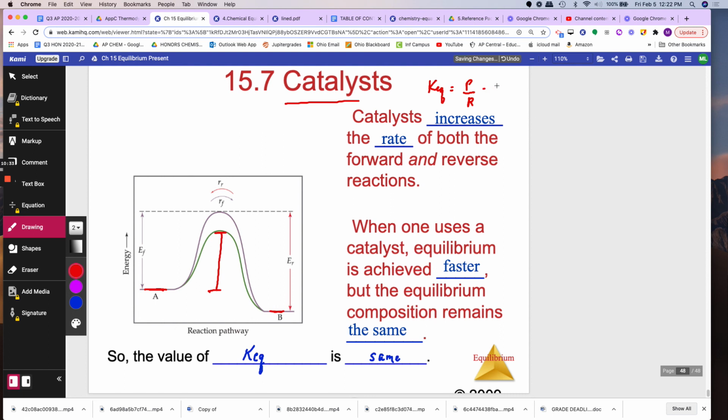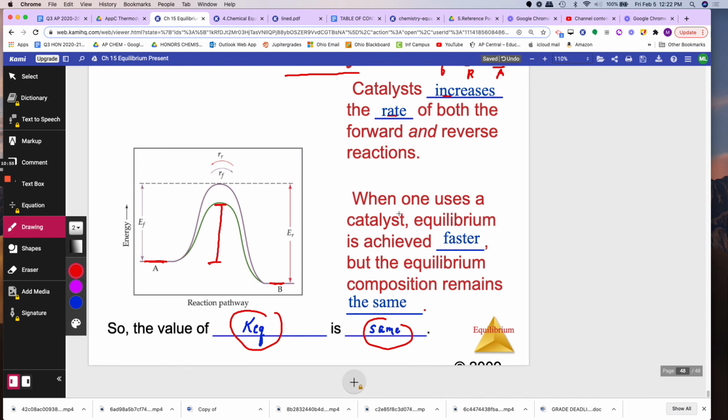The energy of activation goes down, but the energy within the reactants and products are the same, which means that the product is B over A. Since B is the same, A is the same, at equilibrium, the catalyst will not change K equilibrium. The value of KEQ is the same. Okay? The catalyst will increase the rate of both forward and reverse because the energy of activation changes. When one uses a catalyst, equilibrium is achieved faster, but the equilibrium composition is the same. You will still have the same number of A and B.